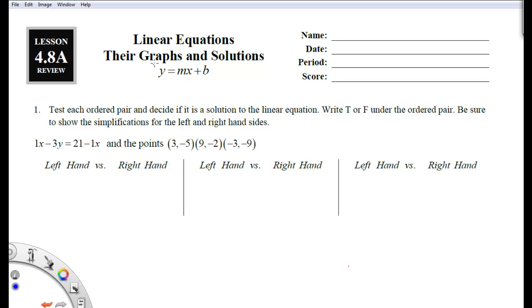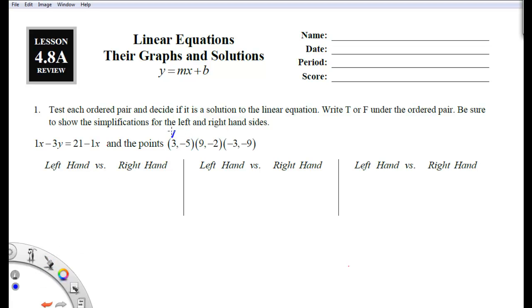Goes along with linear equations, their graphs, and solutions. So first of all, what we've got here is we're going to test each one of these ordered pairs in this linear equation. We're going to put the x and y into the left and right hand sides, and then we're going to evaluate each side and see if we come up with a true statement. If it comes up with a true statement, then we know that the ordered pair is a solution. So we'll write true under each one of these. So why don't we go ahead and get started here.